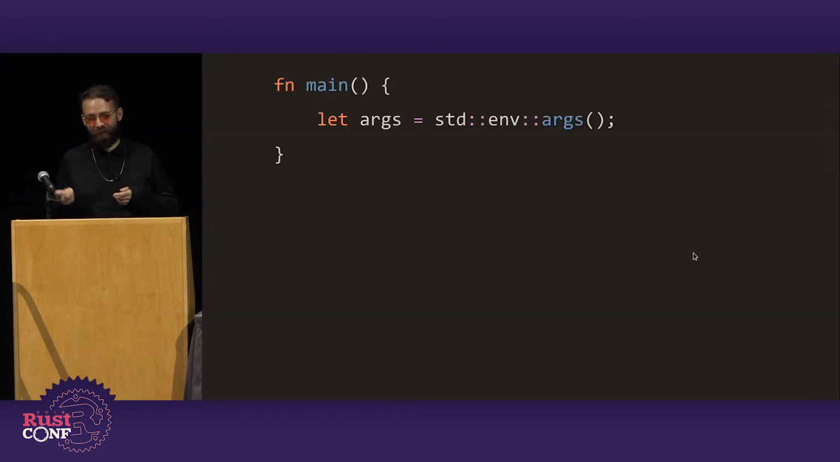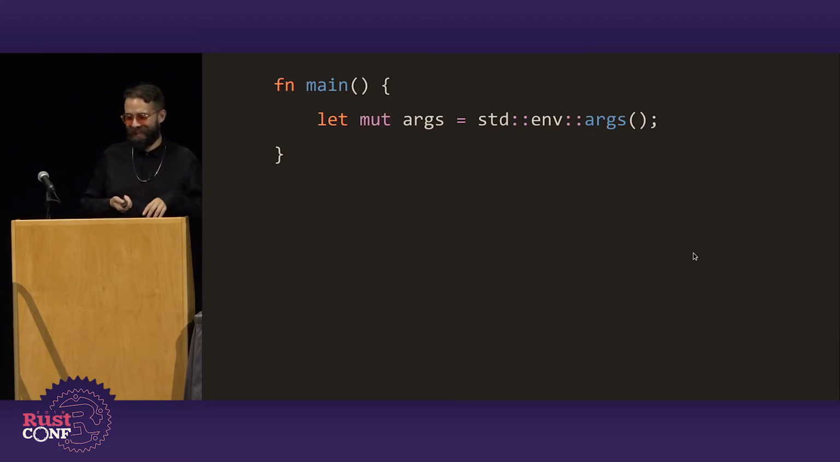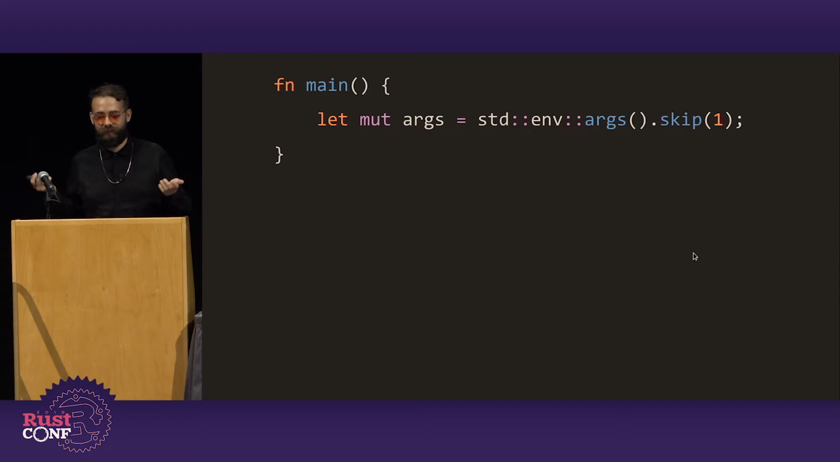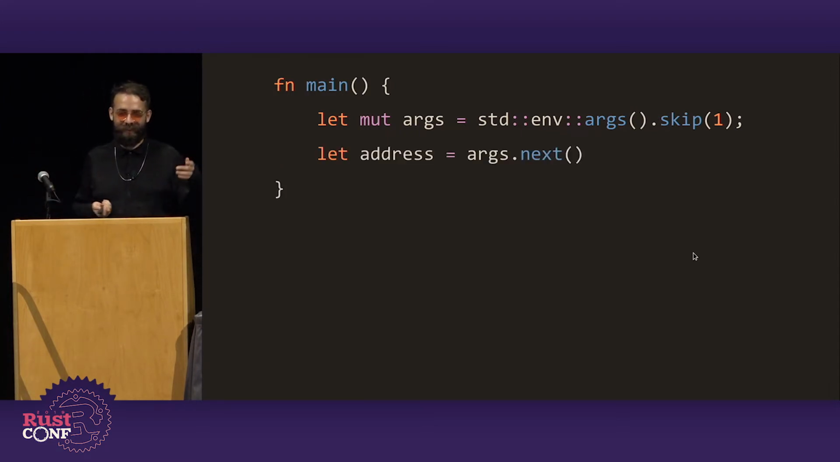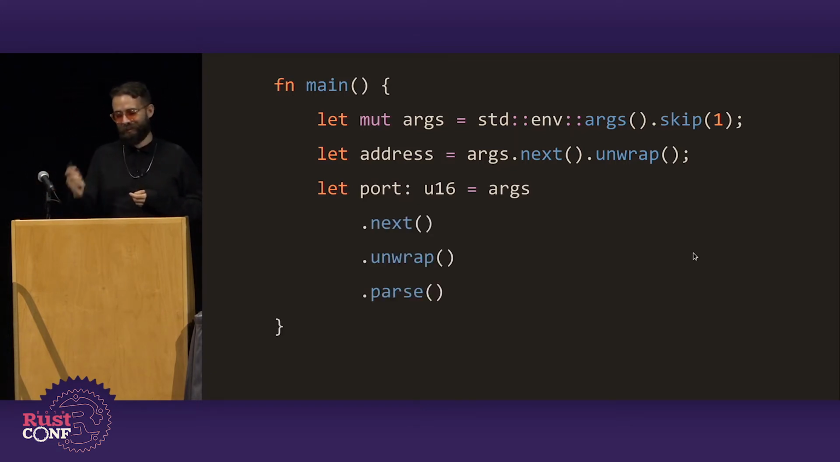We say function main, we get std_env args again. And instead of iterating over it nicely, oops, it needs to be mutable. Also, we need to skip the first one because that's our self. Then we get the next one. Oh, we're building an HTTP server again, by the way. We get the address out. Oh, unwrap or handle error somehow. Cool, let's get the port, that is next, unwrap, parse, unwrap.